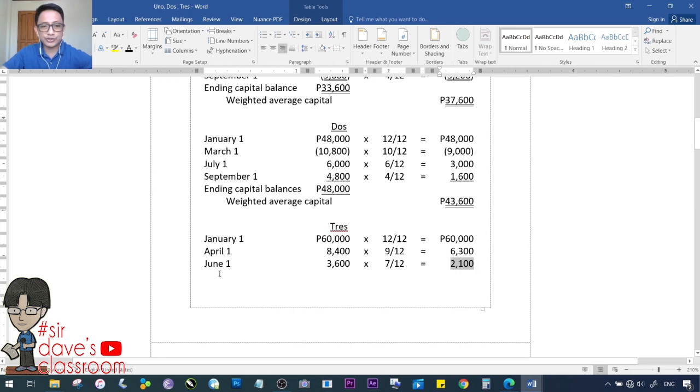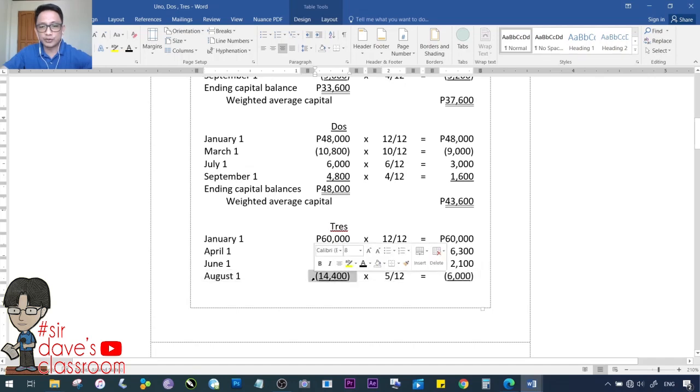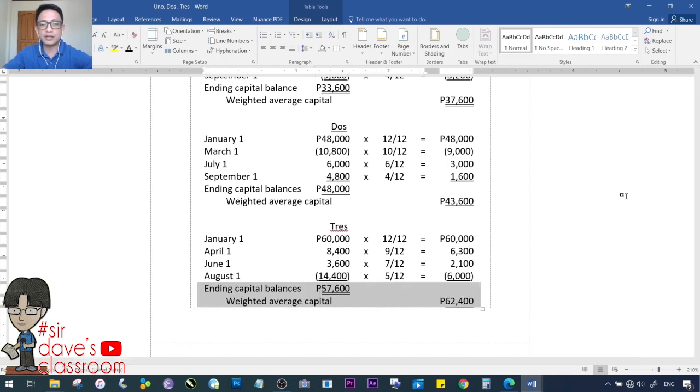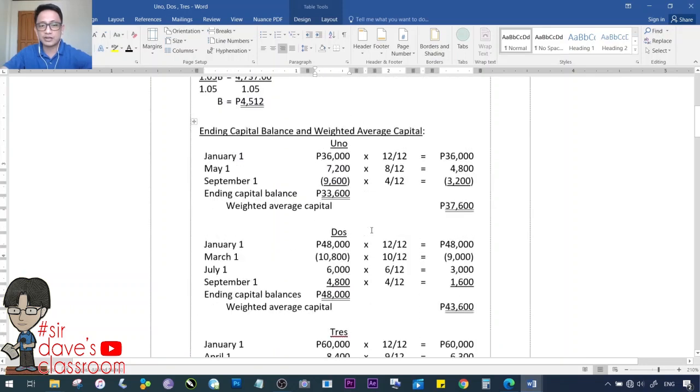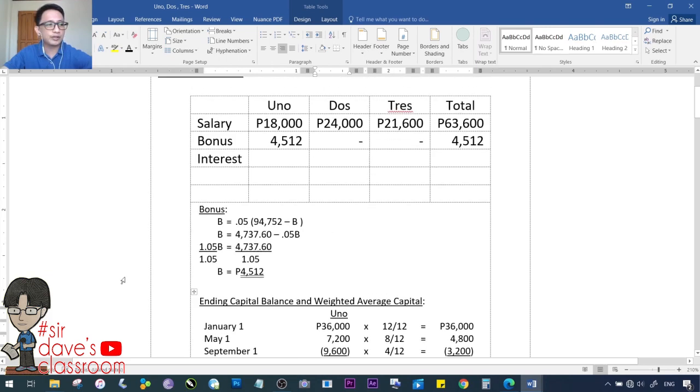Finally, August. So, August to December 31, August 1 yan, that must be 5 out of 12 withdrawal tayo, kasama. 6,000. Results for Tres. Ending and weighted average balance, 57,600 and 62,400 respectively. So, for number 1, hindi pa tayo tapos. Kinumpitan pa lang natin siya ng ending at saka weighted for number 2. Pwede na natin ngayon computein yung interest.